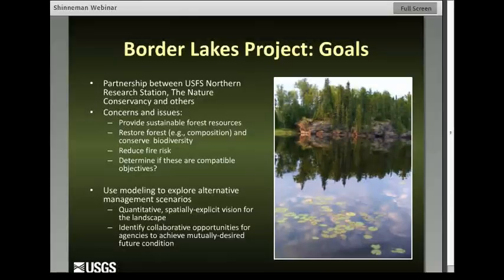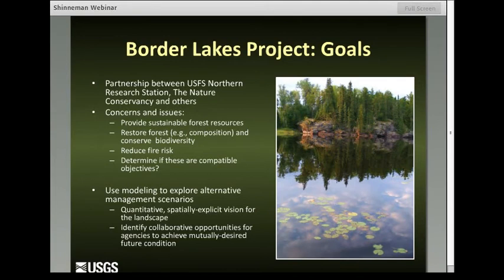This is research that was a part of a partnership effort between the Northern Research Station and the Nature Conservancy and others. And the idea was to address certain concerns and issues for the Border Lakes region in terms of sustainable forest resources, interest in restoring forest composition and conserving biodiversity, and reducing fire risk where possible, and determining if these types of objectives are compatible. And the goal is to use modeling to explore alternative management scenarios and ultimately develop a quantitative, spatially explicit vision for the landscape and identify collaborative opportunities for agencies to achieve these mutually desired conditions.